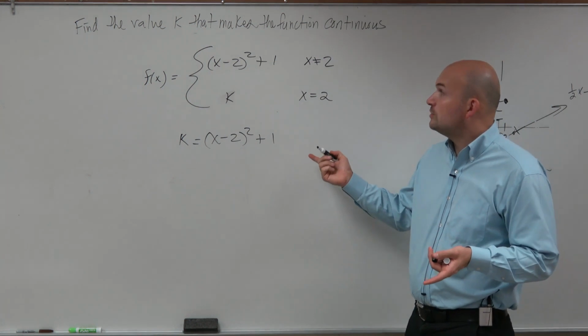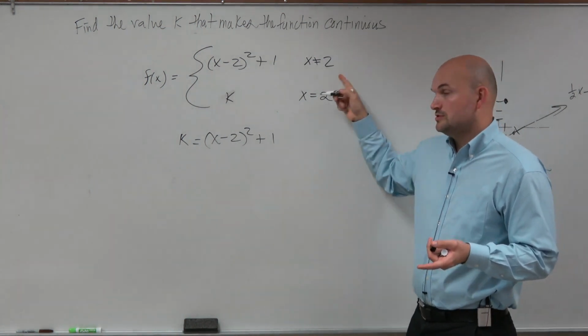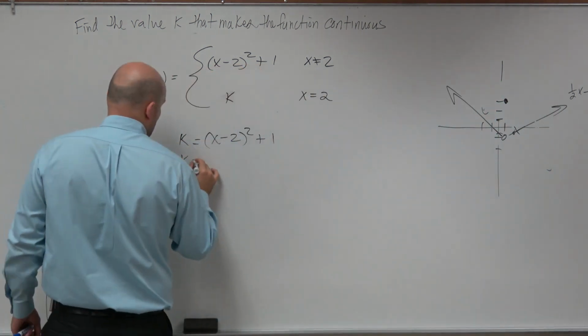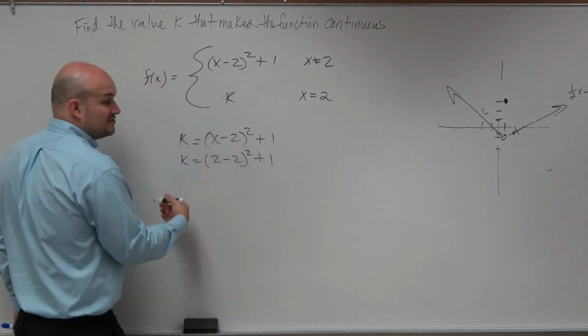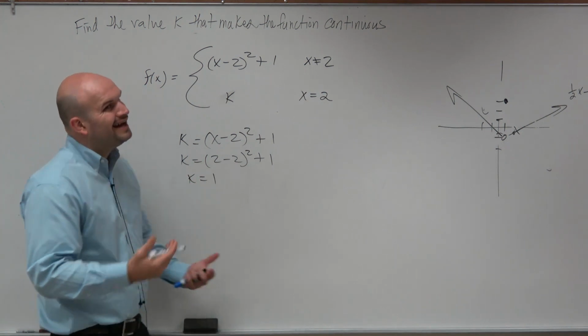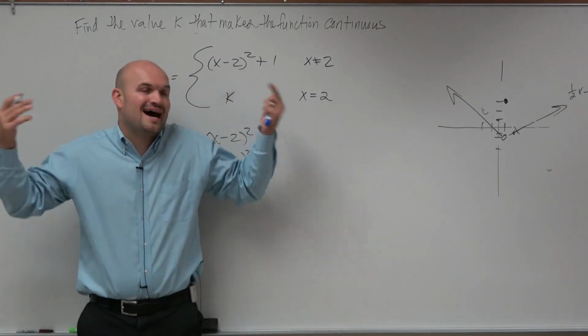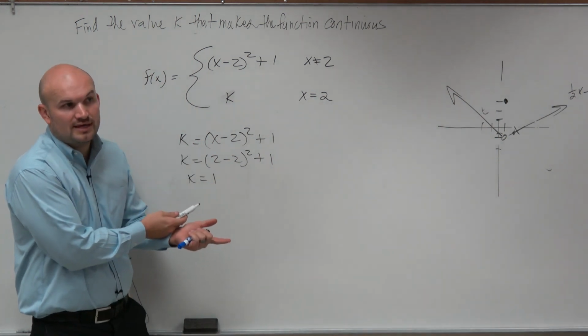So k is what we're trying to find. And again, what are we trying to find k at? We're trying to find k when x is equal to 2. So all we're simply going to do is plug 2 in there. 2 minus 2 is 0. 0 squared is 0. K equals 1. Again, I showed you guys the graph. It was obvious looking at the graph, but you guys need to make sure you know how to do the algebra for that. Okay?